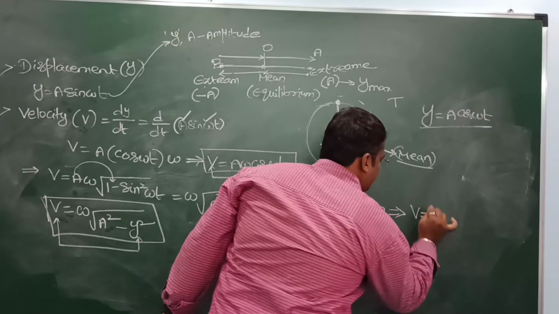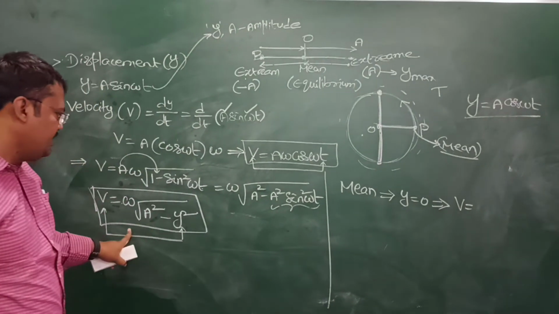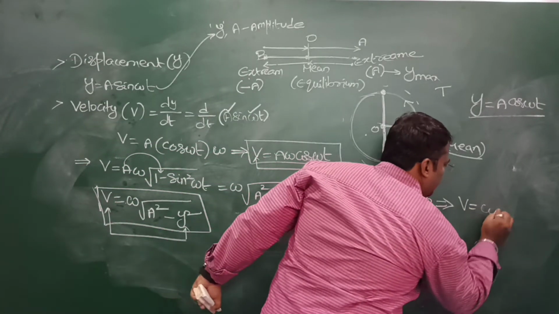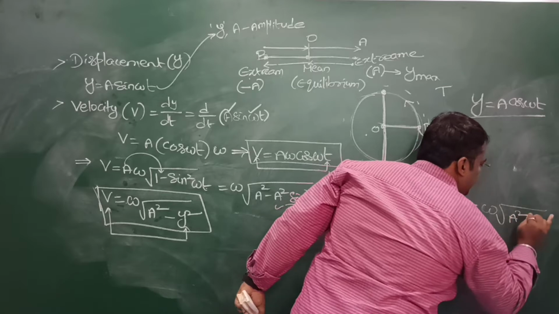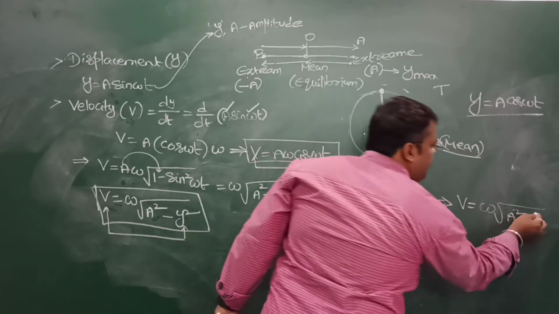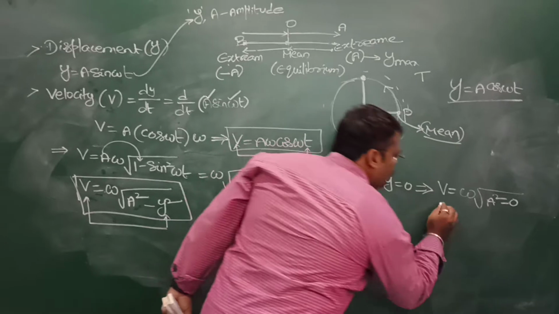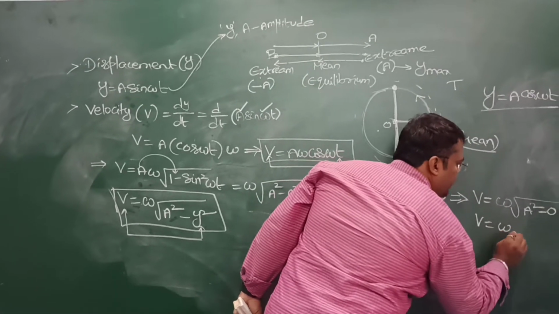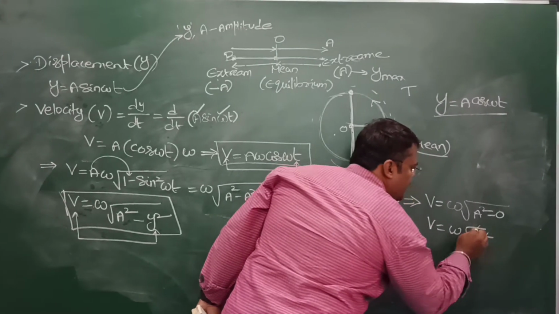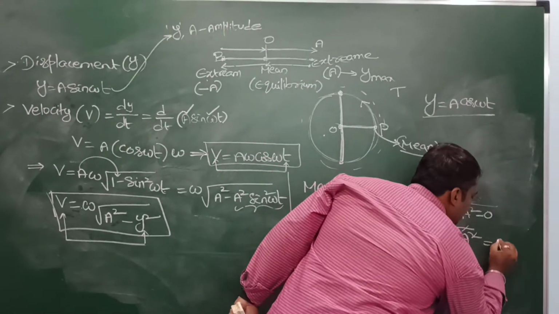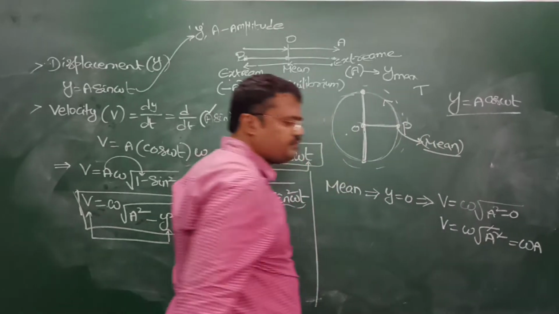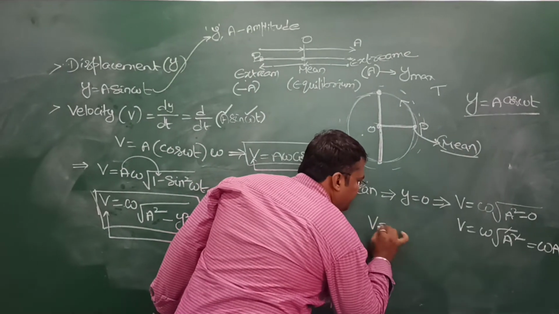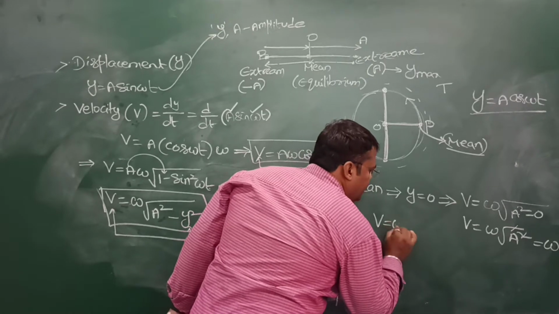Then what about the velocity of the particle? Take the velocity formula, omega square root of A square minus y square, where y is 0. So v is equal to omega square root of A square; the square and root get cancelled. So we will get omega into A. So at the mean position, v is equal to omega into A.